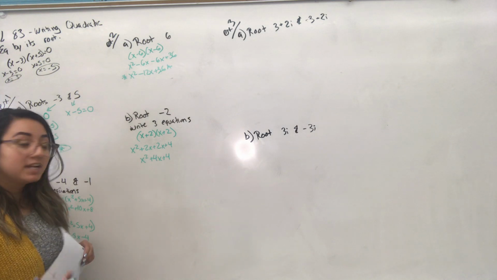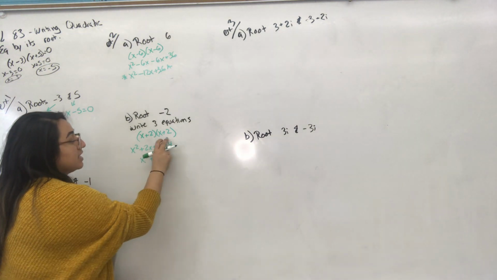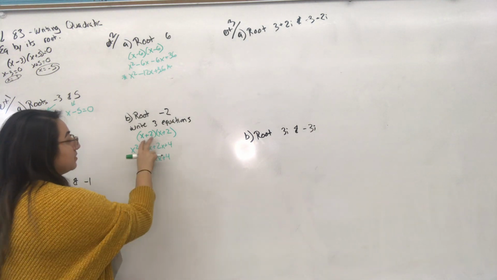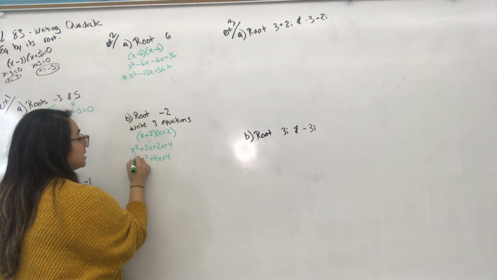If you want to make sure and see if you got the right answer, just factor this out. If you end up with this, that means you're doing it right. Or if you end up with roots of -2, like both of them are -2, that means you also did it right. So that's my first one.